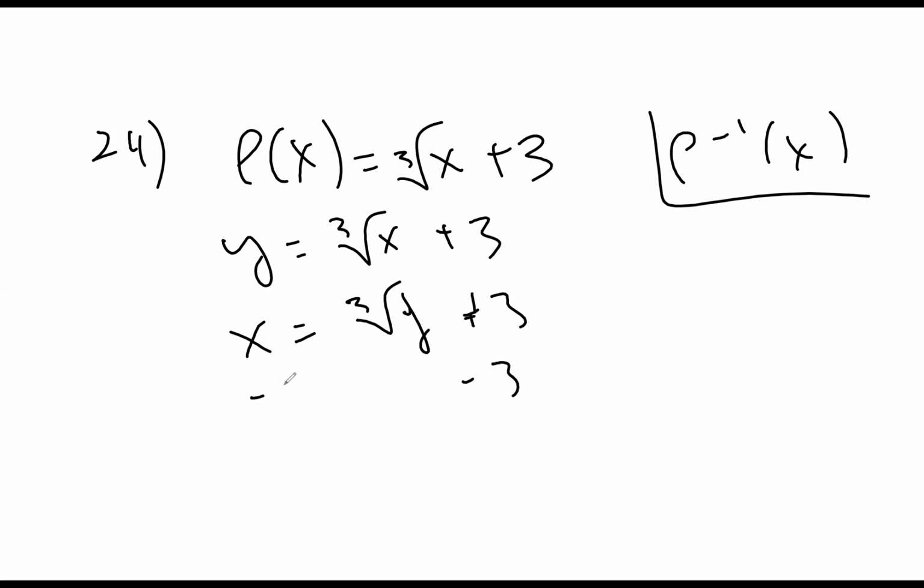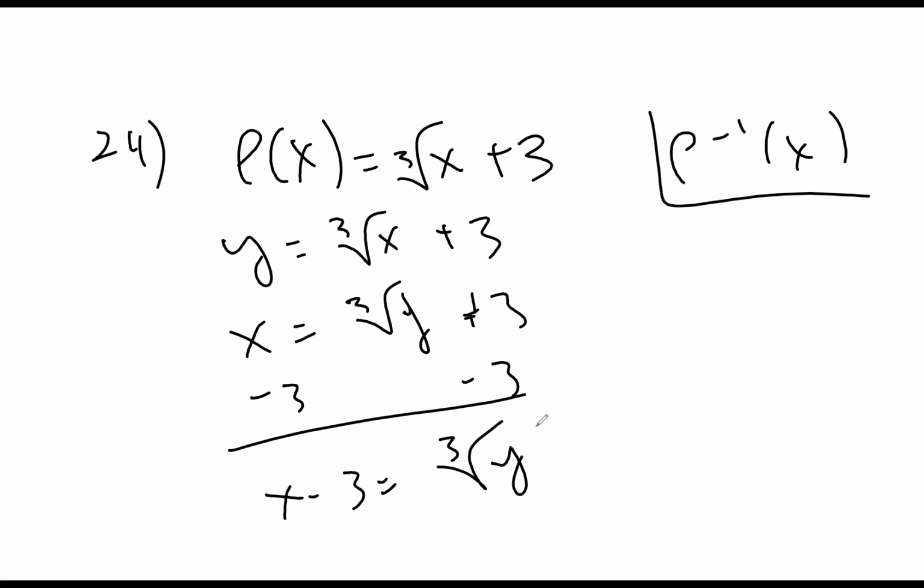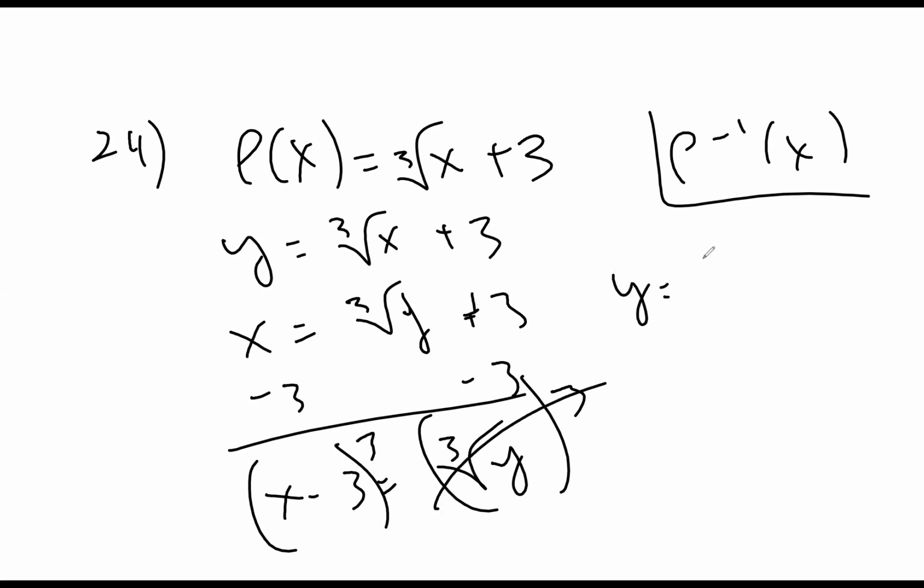And so I have a minus 3. And I'll get x minus 3 equals the cube root of y. And then how do I get rid of a cube root? I have to cube it. And what I do to one side, I have to do to both. So that's going to leave me with y equals x minus 3 quantity cubed.